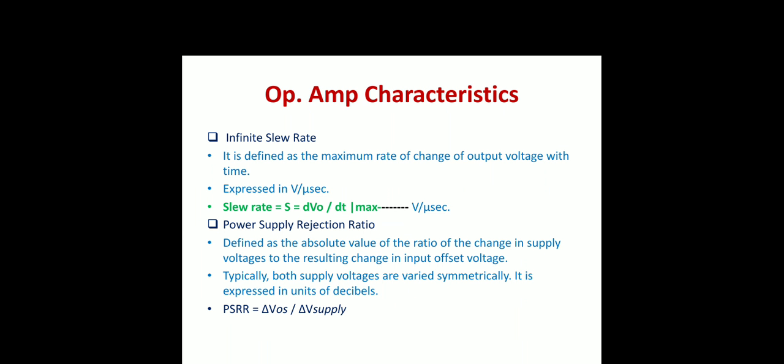Okay, next is PSRR, that is power supply rejection ratio. It is defined as absolute value of ratio of change in supply voltages to the resulting change in input offset voltage. Both supply voltages are varied symmetrically. PSRR is expressed in decibels. The formula is shown here below: delta VOS divided by delta V supply.